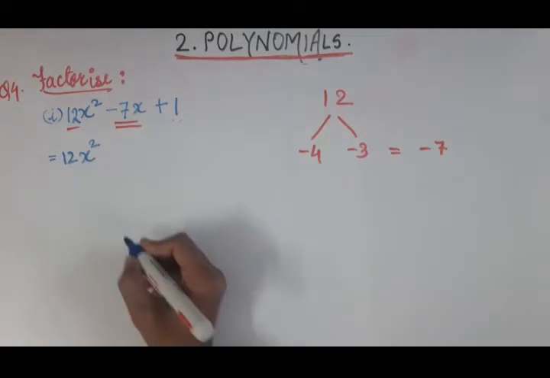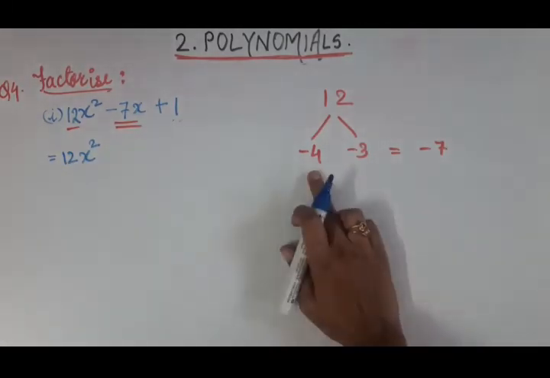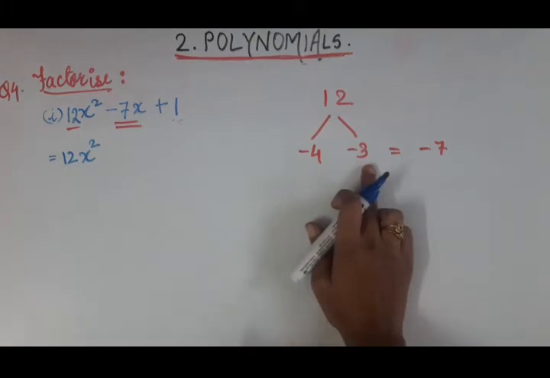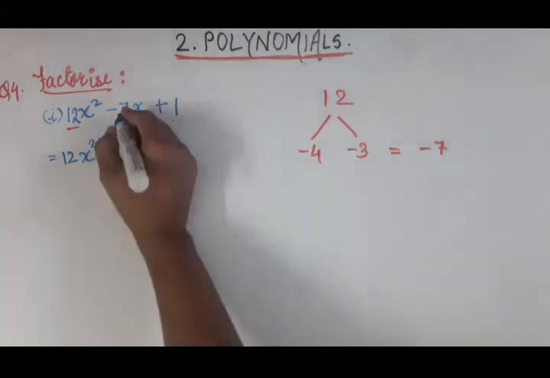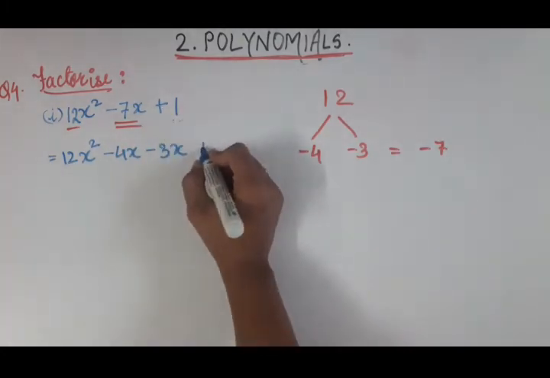12x square. Now split the middle term. Your middle term is minus 7x. Write it as minus 4x minus 3x. Still you will get minus 7x only, no? So write the middle term as minus 4x minus 3x, and that plus 1 as it is.